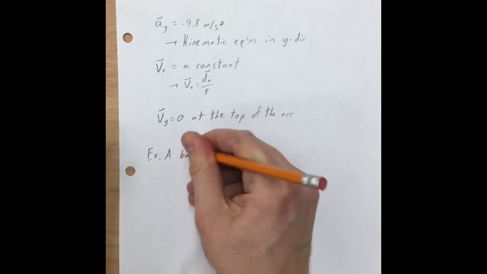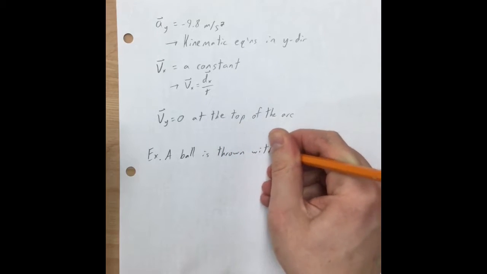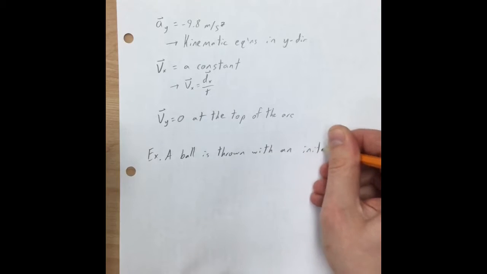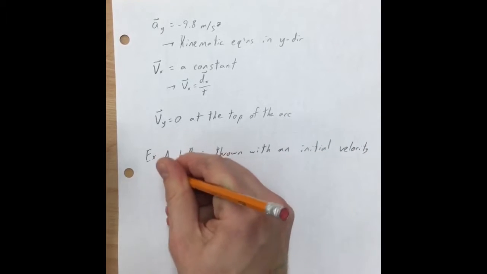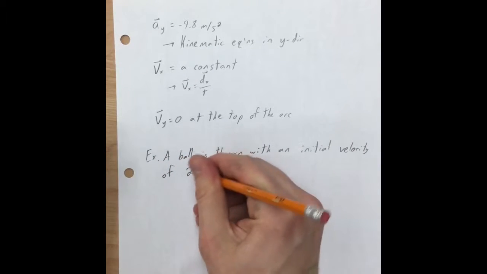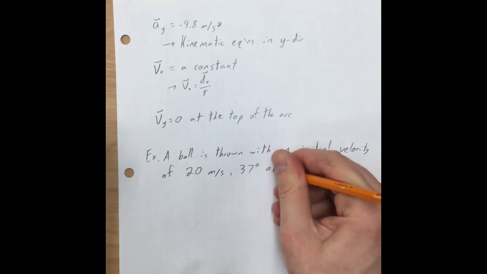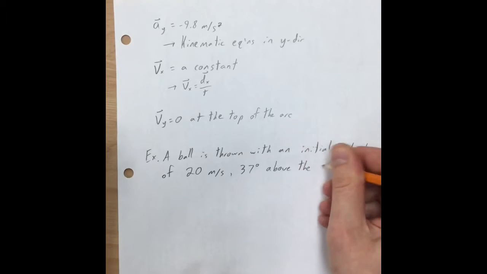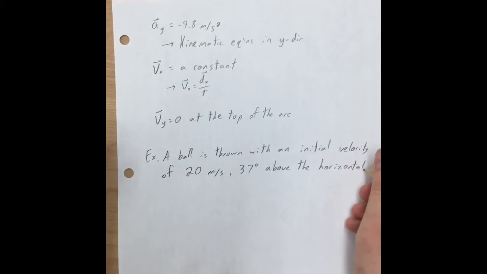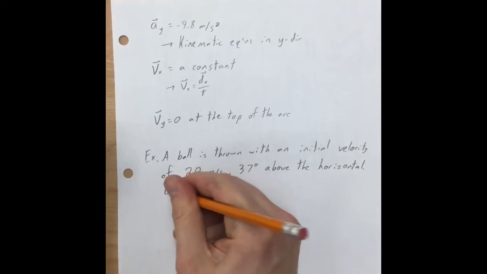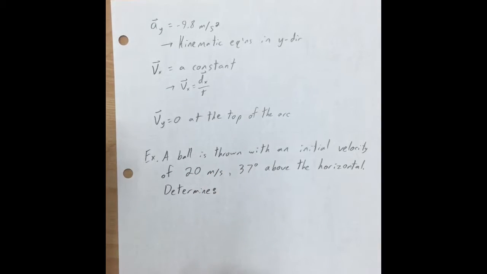A ball is thrown with an initial velocity of 20 meters per second, 37 degrees above the horizontal. I wish I could throw a ball at 20 meters per second. That's pretty fast. We're going to determine a bunch of things to illustrate all the different things that you can do with a little bit of knowledge of projectiles.